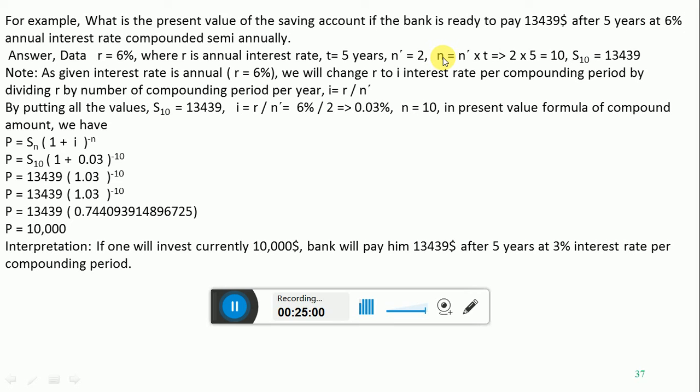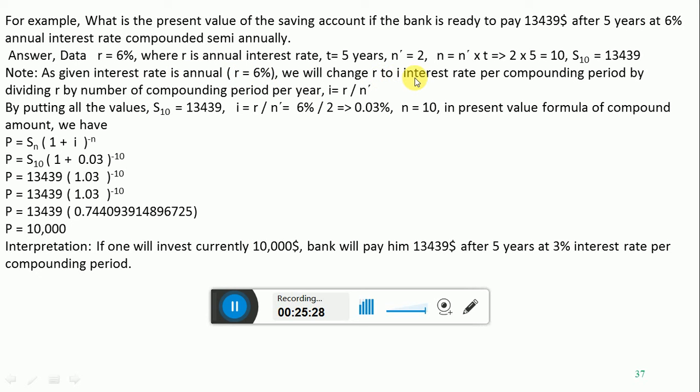n defines the total number of compounding periods in time t. So n prime multiplied by t. The bank will pay interest twice in a year. Investment for 5 years, so 2 multiplied by 5 is equal to 10. It means the bank will pay interest 10 times in 5 years. So S10, the future value, is $13,439.